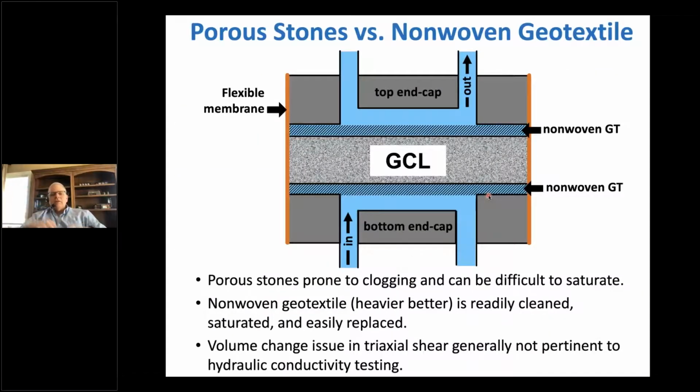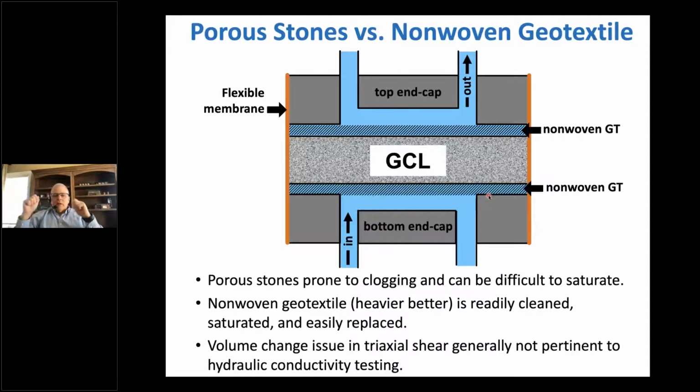Now let's put that GCL into the permeameter. And let's think about it. I showed it earlier where we've got a GCL between two end caps. Typically, in most conventional practice, we would put a porous stone between the GCL and the end caps, just like we would in a triaxial test.